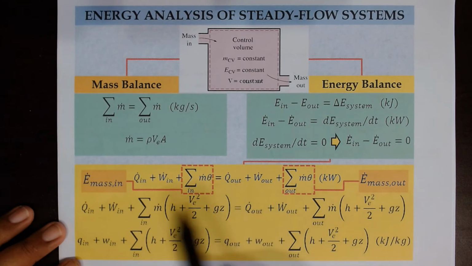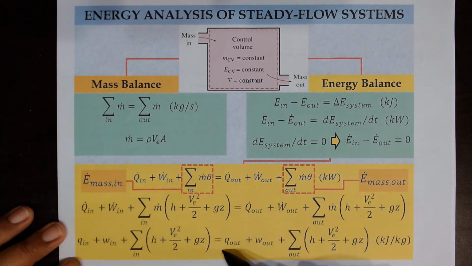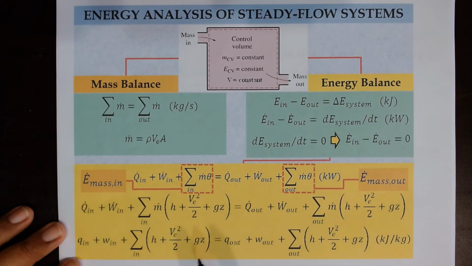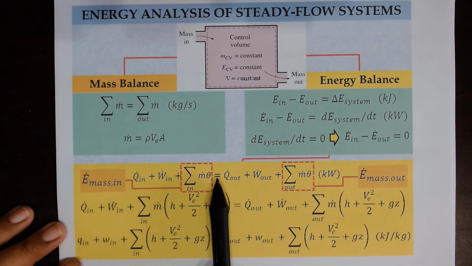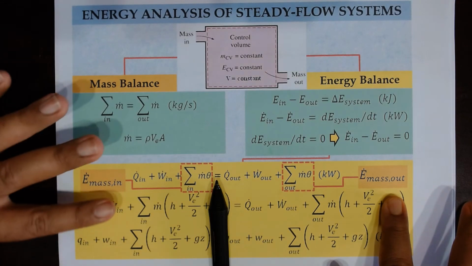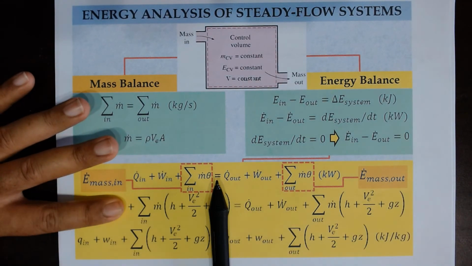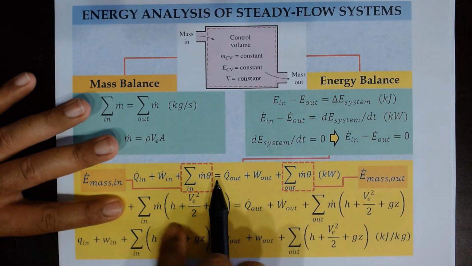If there is no effect of work and heat, then this one is cancelled, and the same for this one. The only thing left is what? These two, m, h, and g, z. Because this question does not have a gravitational effect, there is no this one and no this one. So there is just this here and this here.